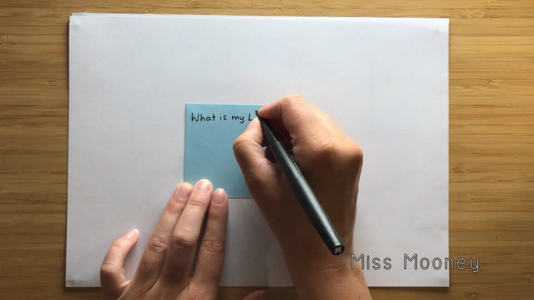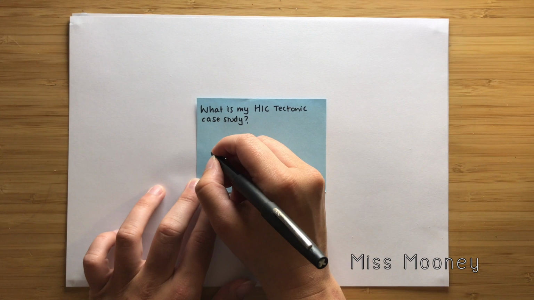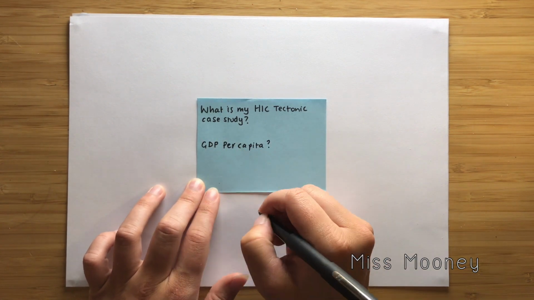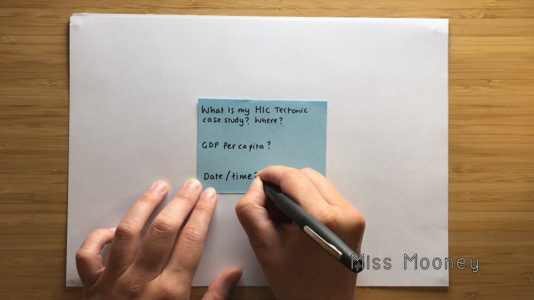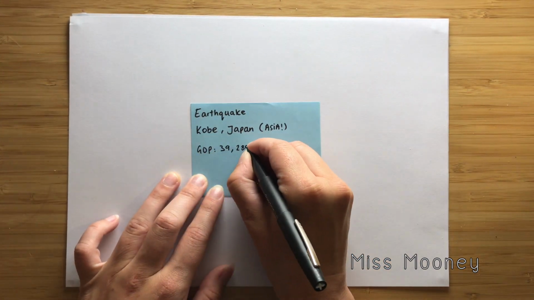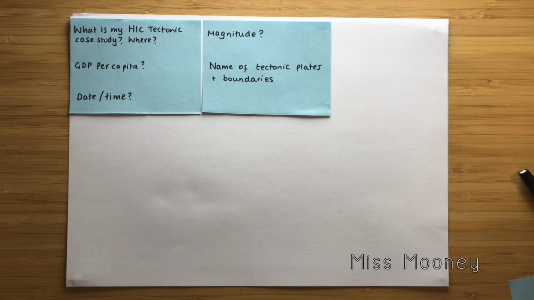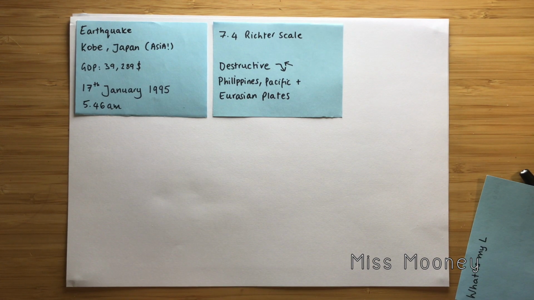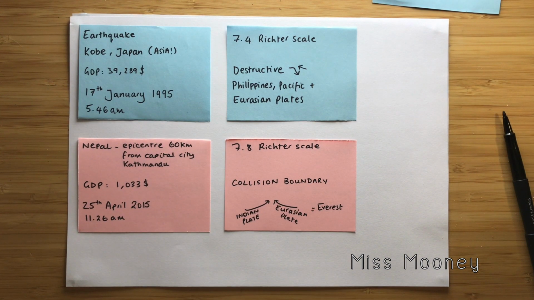So just to give you an example of how you can set up your cue cards, you're going to want to put questions on one side, for example, what is my HIC case study, what is the GDP per capita, and then on the other side of your cue card you're going to write down the answers. This way you can test yourself or someone else can ask you those questions and tell you if you're correct or not. Make sure you do the same for the contrasting country, in this case Nepal.